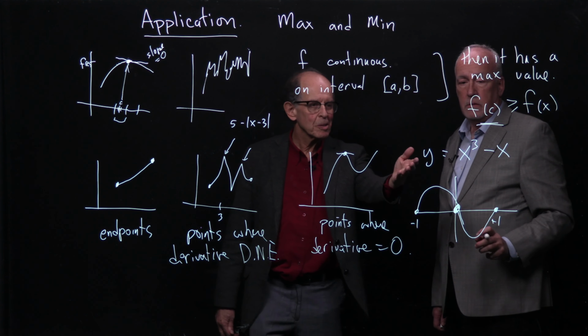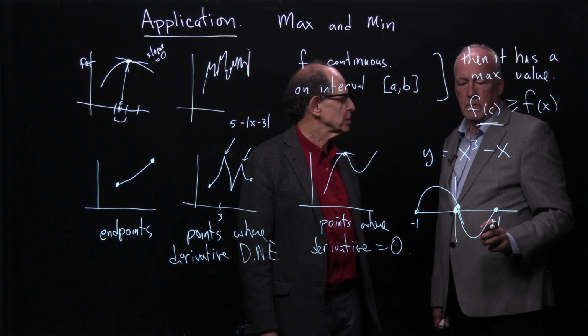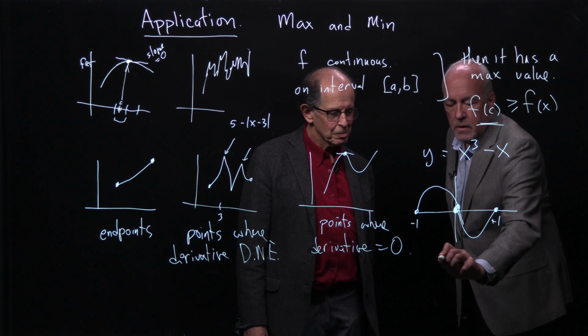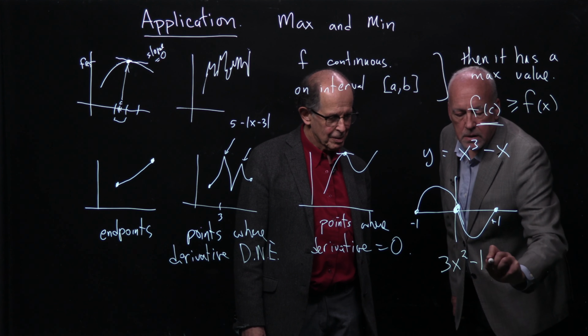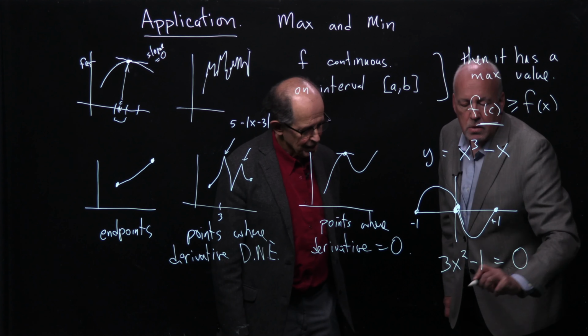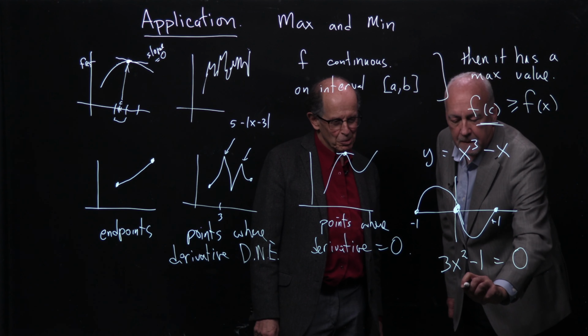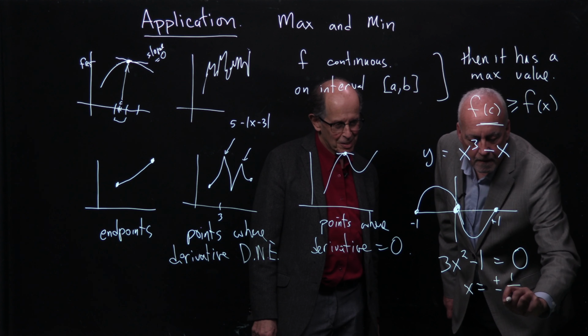Well, we know how to do this. One of the first examples is to compute the derivative of this function. Right, so what's the derivative of this function? Should I put it down here? 3x squared minus 1 equals 0. So we take this and set it equal to 0. I can do that in my head. Can you do that in your head? Yeah, x is equal to plus or minus 1 over root 3.